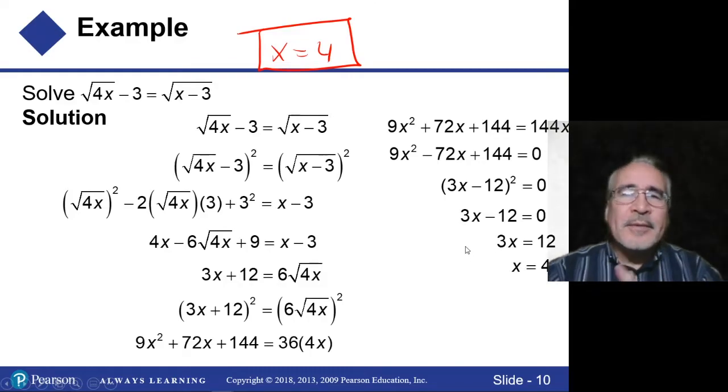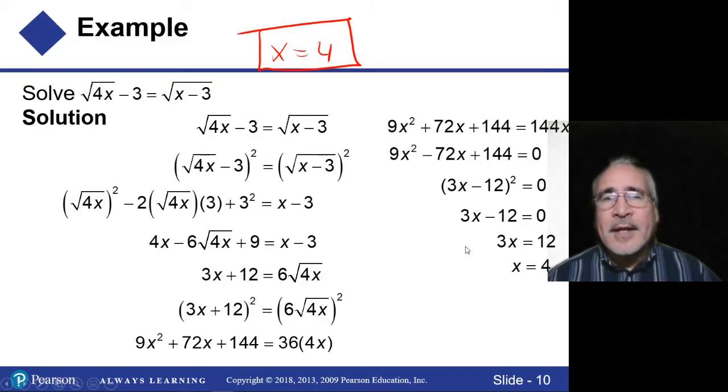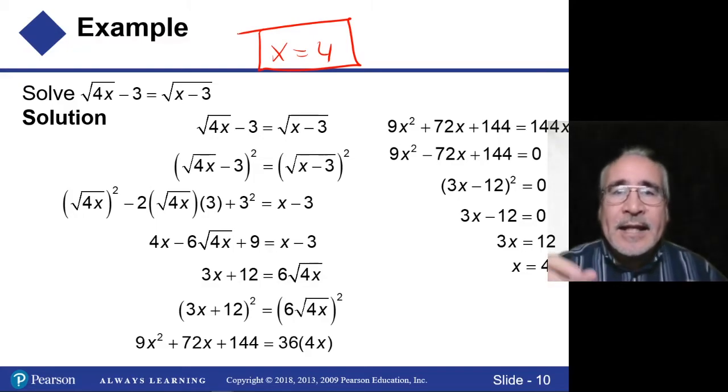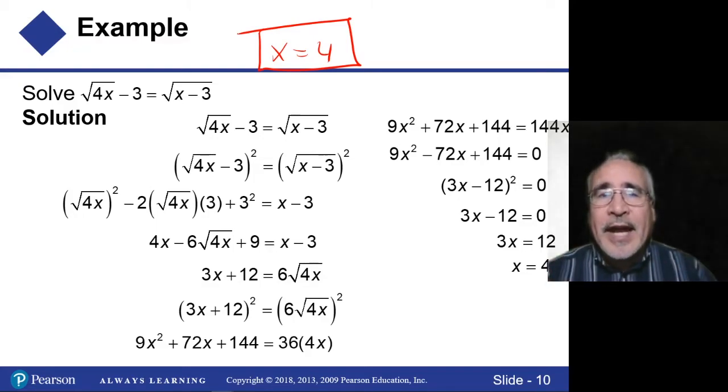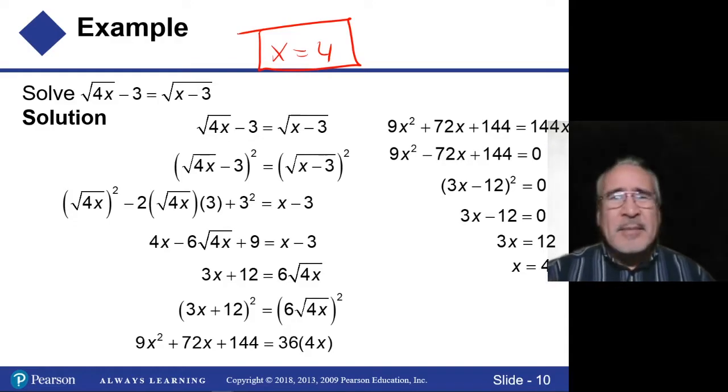We got 4, but we were already there with the graphing method. Please use the graphing method. It makes it so much nicer. When you get to college algebra, that is the preferred method. If you can solve things graphically, you're going to do much better than trying to remember all these different things, because who's going to remember this?